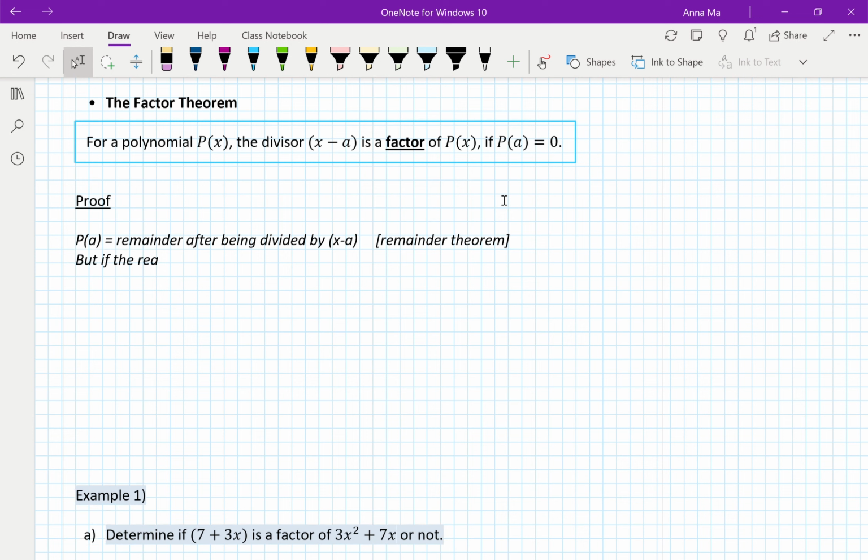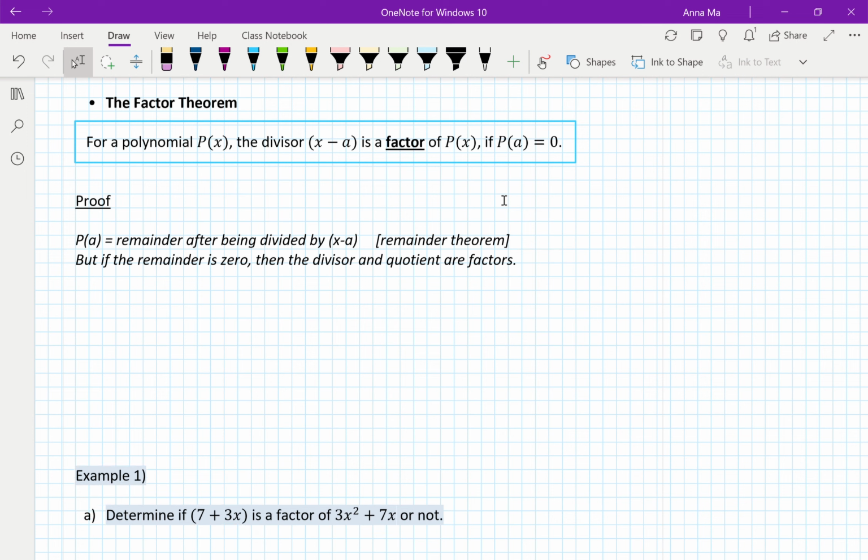But if the remainder of something is equal to 0, then the divisor and also the quotient as well are factors. Because when there's no remainder, we say it divides cleanly, then it must be considered as a factor. So we can say, therefore, x minus a is a factor of p of x. So not much algebra needed for this one. That's pretty much it.